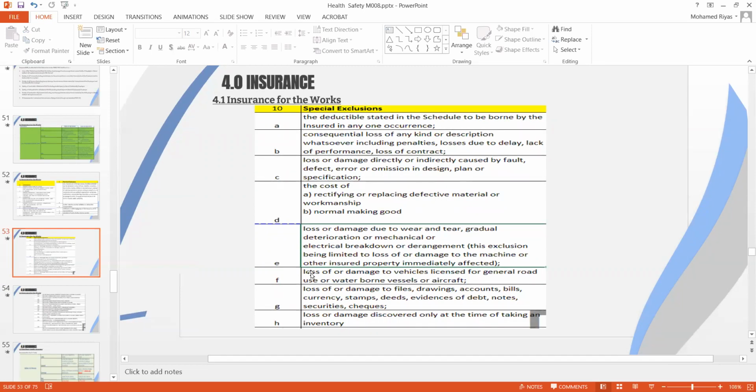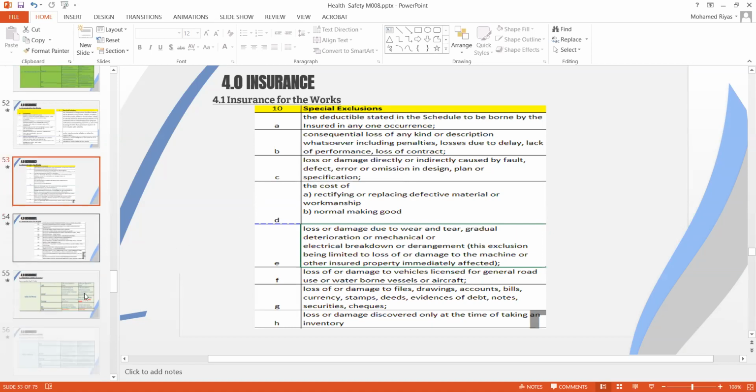Then you have loss or damage to vehicles licensed for general road use, waterborne vessels or aircraft, which is not covered. Loss of or damage to files, meaning loss of any documents, is not covered. And loss or damage discovered only at the time of taking inventory is not covered. Loss of or damage to files and inventory can be extended, and the design portion is already extended with MRE 115 for limited cover. Whatever is excluded, you can still have an extension, but with limited cover.